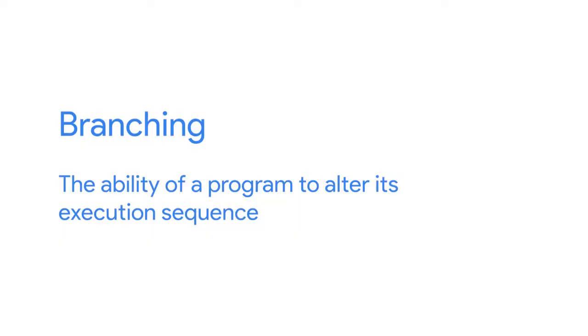Now that we're armed with knowledge of Python's expressions, comparators, and variables, we can dive right into how to use them in our scripts to perform different actions based on their values. The ability of a program to alter its execution sequence is called branching, and it's a key component in making your scripts useful.